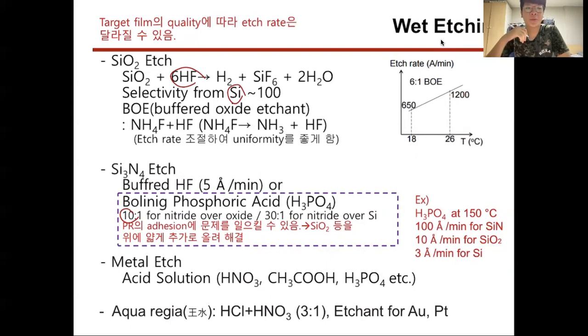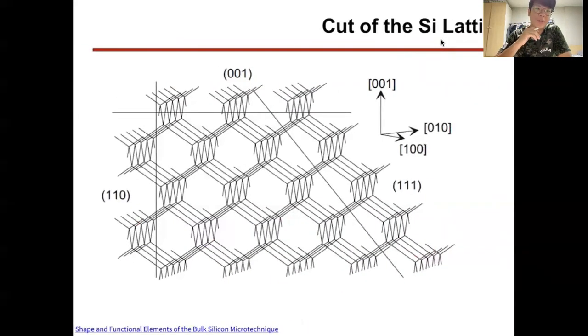As for the metals, we use acid. However, we also use highly acidic materials like aqua regia for etching platinum or gold. The etch rate can differ for the crystal orientations of the silicon.